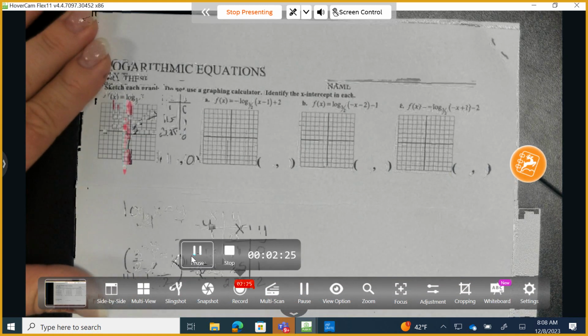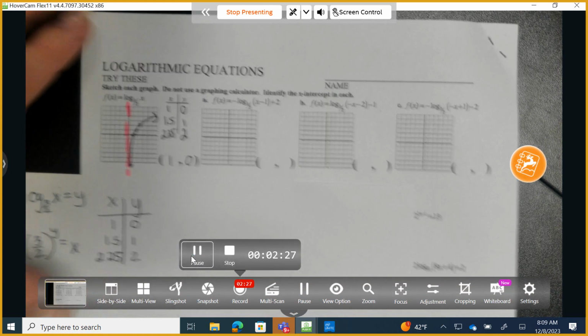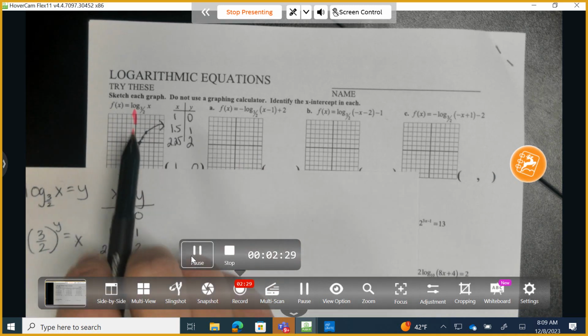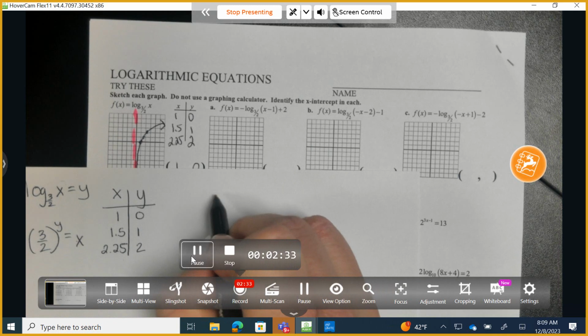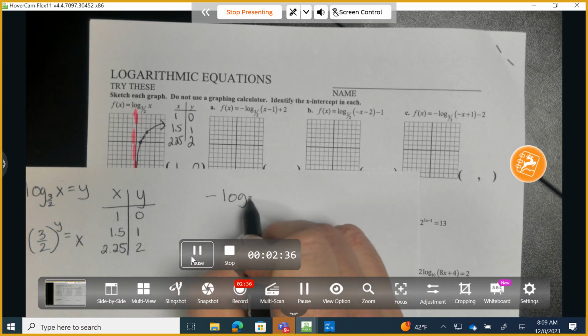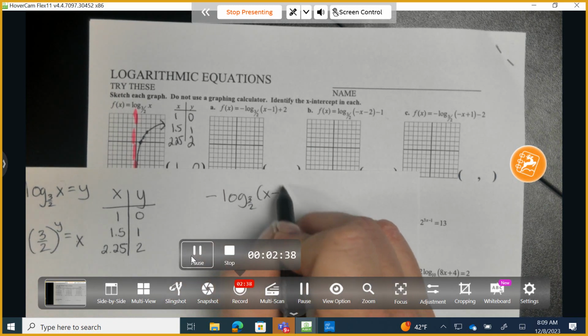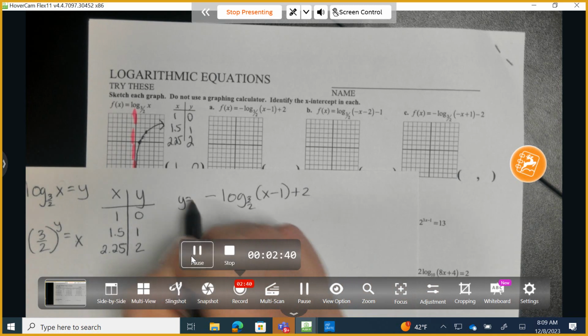Okay, so there's a couple things to consider when we're looking at A. We're going to refer back to the parent function. Notice how it has the exact same base. So there's 3 things to consider. I'm going to write this down. If this is new to you and you feel like you're struggling, we're going to talk about that. So how do we go about doing this?